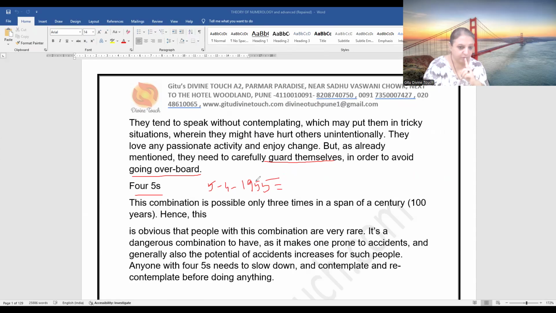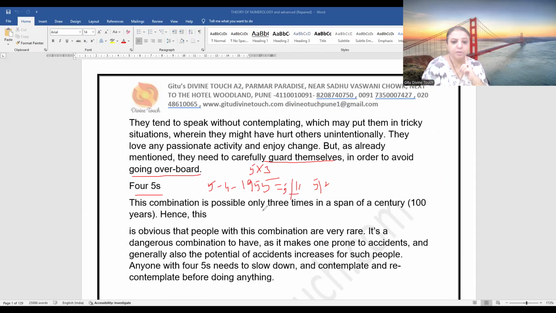If four fives are there, I know one date of birth, 5th April 1955. When we total this, we get three fives here. 5 plus 5 is 10, 11. 11 plus 11 is, okay, it's coming 5 and 11, or 5, 2. So here we can see three fives are there. So this thing is true, they overtalk.